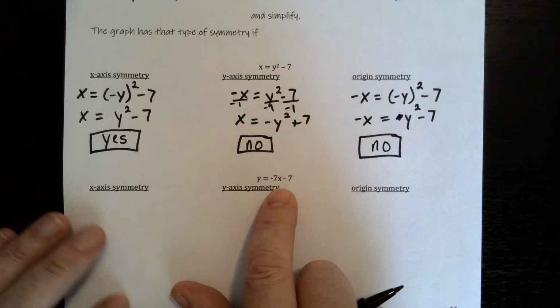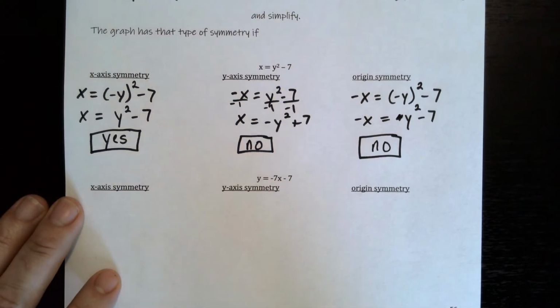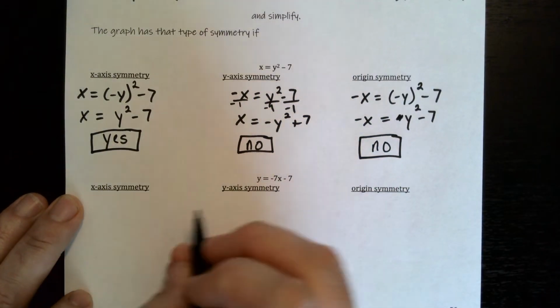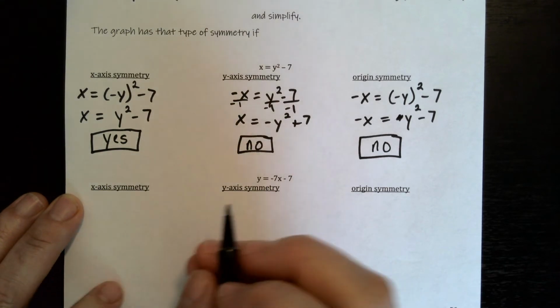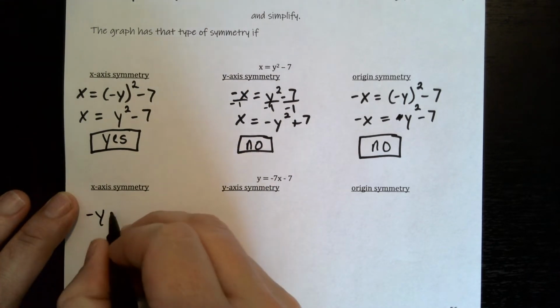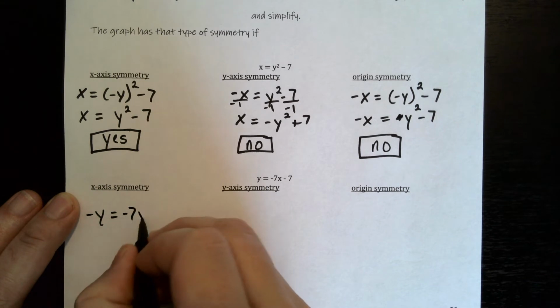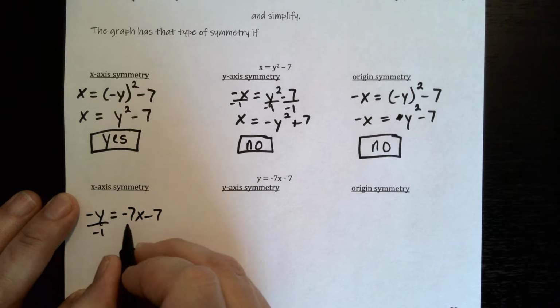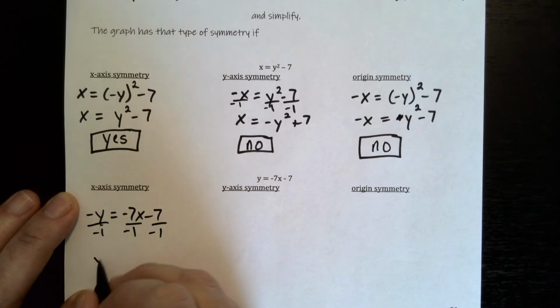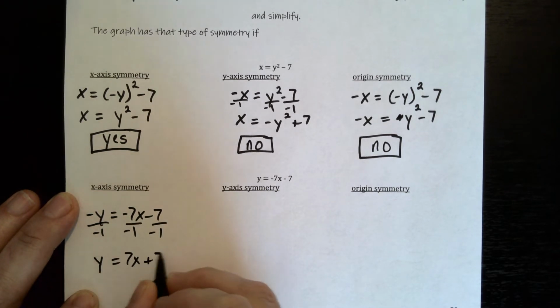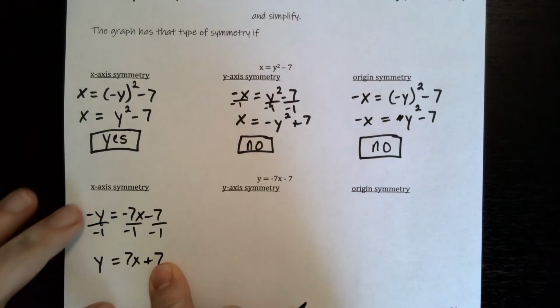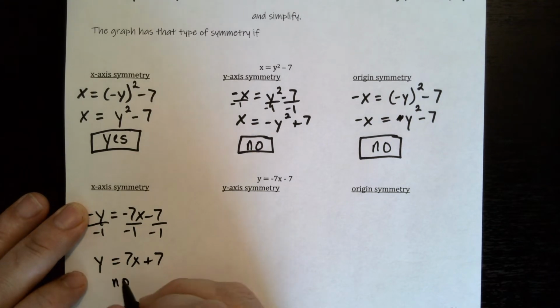Y is equal to negative 7x minus 7, so it looks like a linear function here. Y is equal to mx plus b. So let's test for x-axis symmetry. I'm going to plug in negative y in place of y, so I get negative y is equal to negative 7x minus 7. Now if I try to get this back in terms of y, I would have to divide everything by negative 1, and that would give me y is equal to 7x plus 7. Is that the original? No. These 2 signs changed, right? So this is no x-axis symmetry.